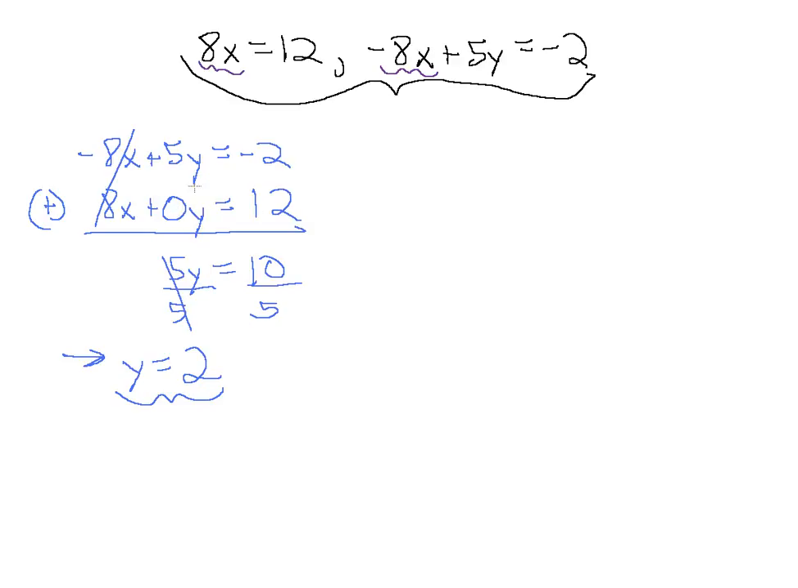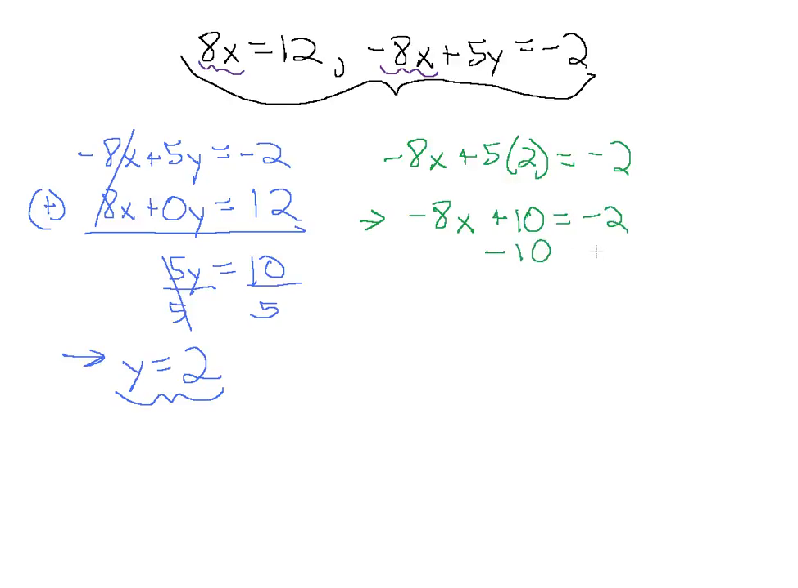So if you plug in 2 for y, this is just 0, so we'd have 8x equals 12, which is actually what the original equation is. So we can get a value for our variable x by simply dividing by 8. But just for a little bit more practice, and to show you that it does work in both equations, let's go ahead and use the second equation. So we have minus 8x plus 5 times y, which is 2, equals minus 2. Let's solve this for x. So we have minus 8x plus 5 times 2 is 10, equals minus 2.